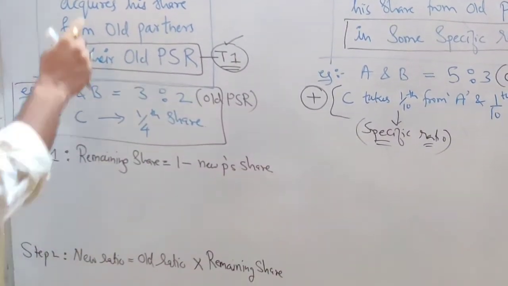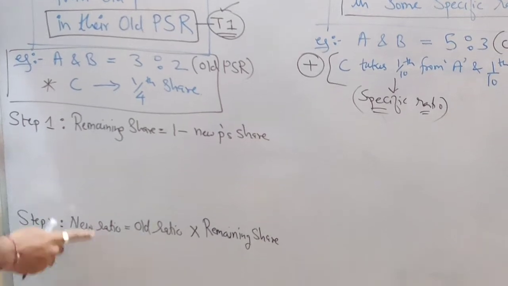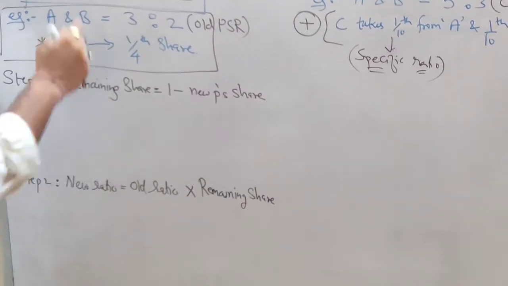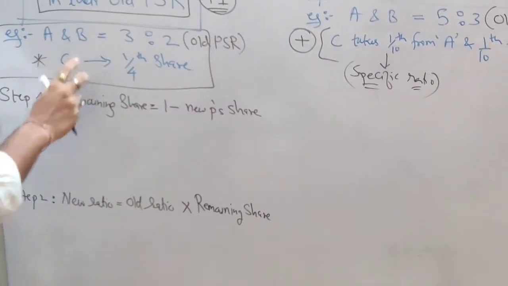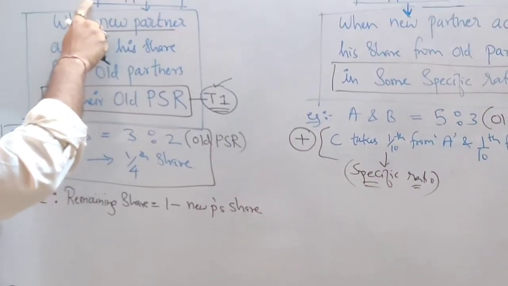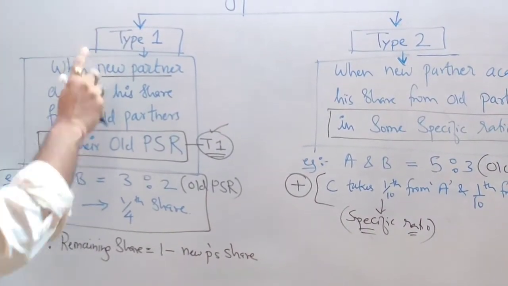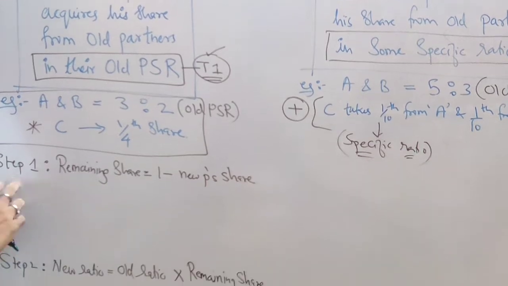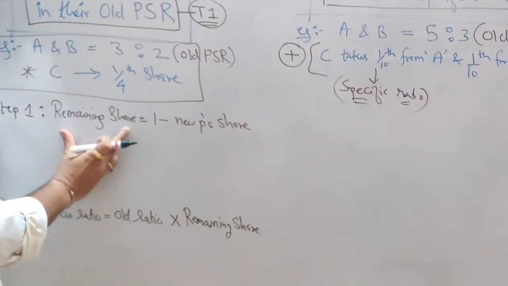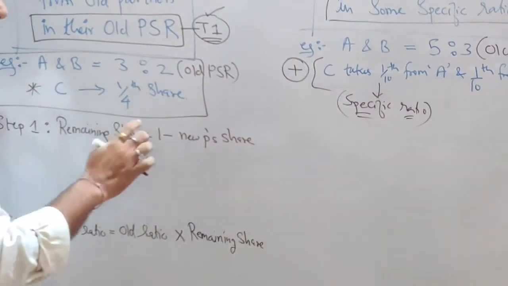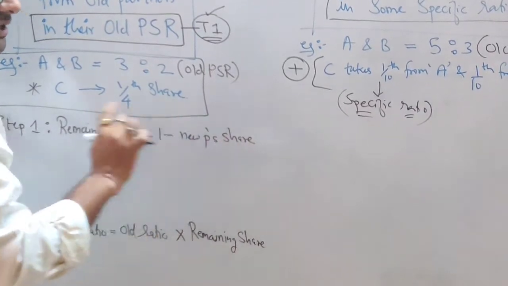So there are two steps for type 1 sum. Under type 1, you are going to calculate the new PSR in two steps. What is your step 1? To find the remaining share. What is the formula? 1 minus new partner's share.